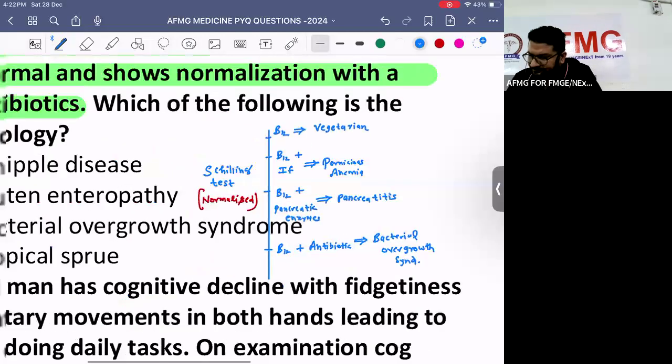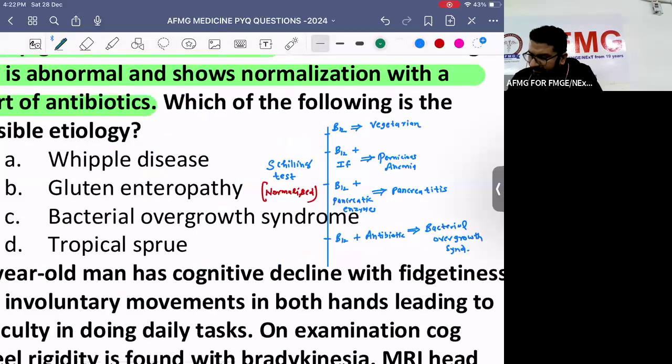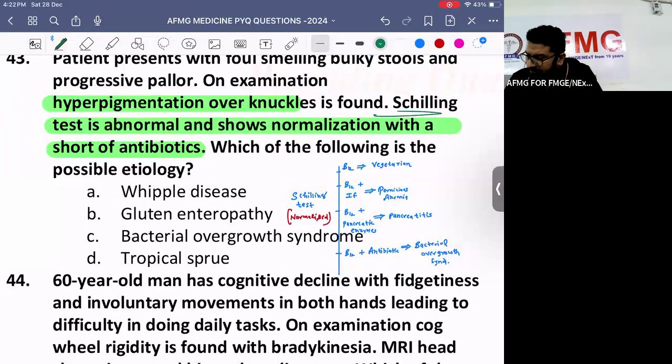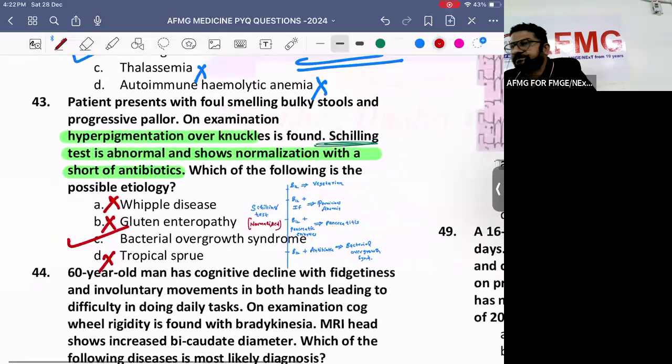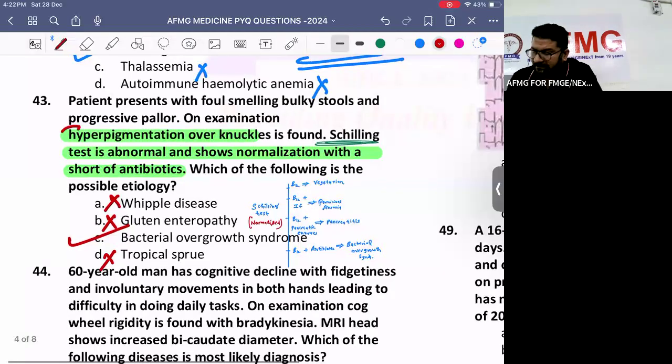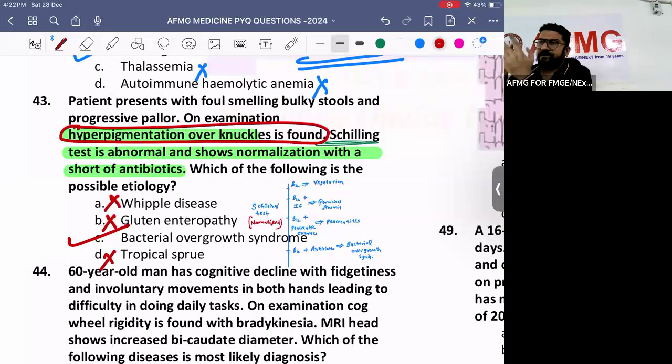So what has been asked here? Is it Whipple disease? In Whipple disease we don't do the Schilling test. So what is the cause for the Schilling test? B12 deficiency. We do the Schilling test in B12 deficiency. So not in Whipple disease. Not in gluten enteropathy, celiac sprue. Not in tropical sprue. It is bacterial overgrowth syndrome. Is it clear? Now some of you marked the answer Whipple disease because of hyperpigmentation over knuckles. But see, in B12 deficiency also dark spots appear here. So hyperpigmentation of knuckles is also seen in B12 deficiency.